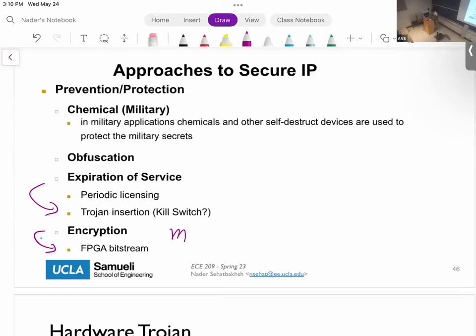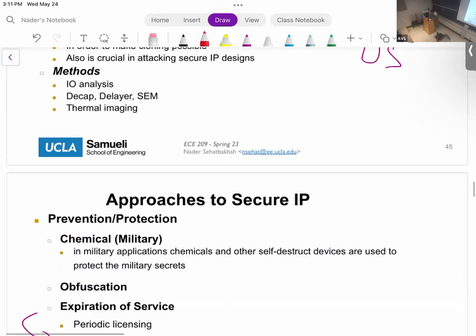So essentially, this is as safe as sending a message over the air using radio communication and so on and so forth. There's a whole bunch of research and interesting work on how we can do encryption for the designs. So that's it with the secure IP.